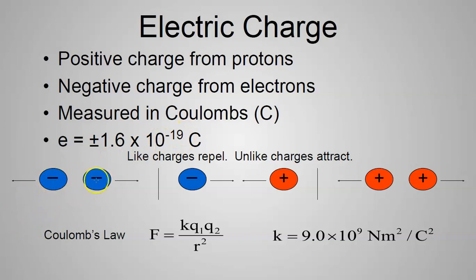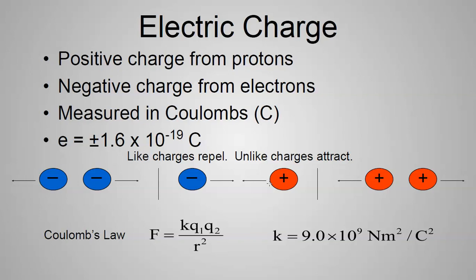Now down here we've got some pictures. If I put two electrons or any two negative charges together, you see the arrows? Those are going to push apart from each other. Two protons are going to push apart. They're going to repel each other. But if you get a positive and a negative charge, those are going to attract. There's an attraction there. Opposites attract, and like charges repel.